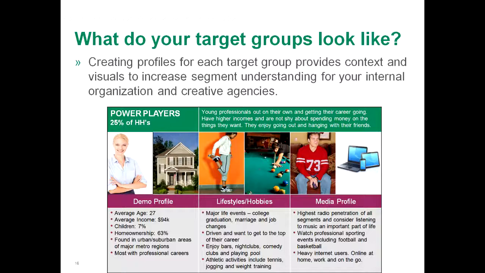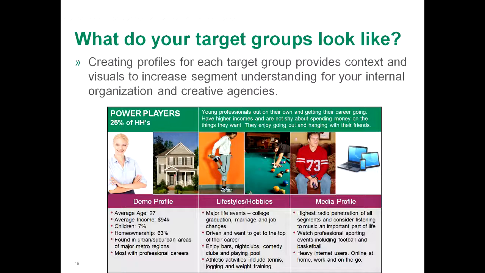Once you've done that, you can develop detailed profiles against those groups and really start to understand the who of the persona that's buying your product or service. And visuals really help with this. And so we help put together profiles of those target groups. And I've just put together an example of one here, which is kind of a generic one, this Power Players group, which represents 25% of all households. And these are young professionals out on their own, getting going with their career.